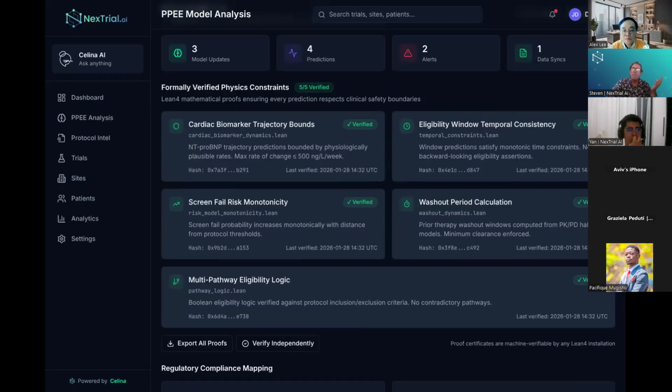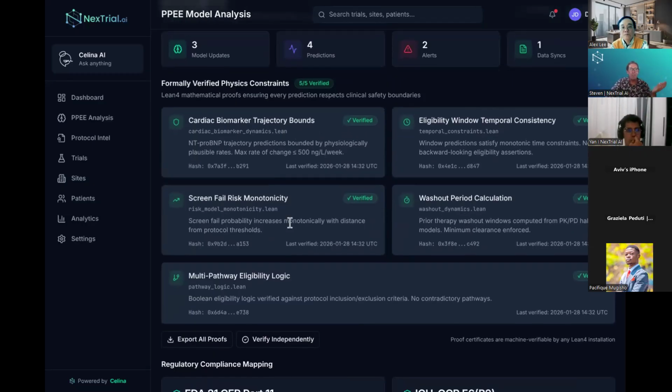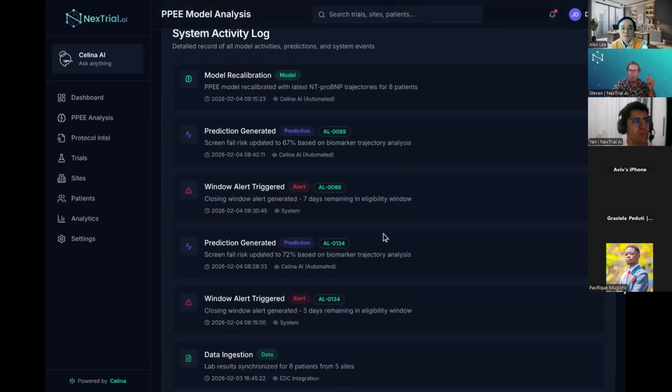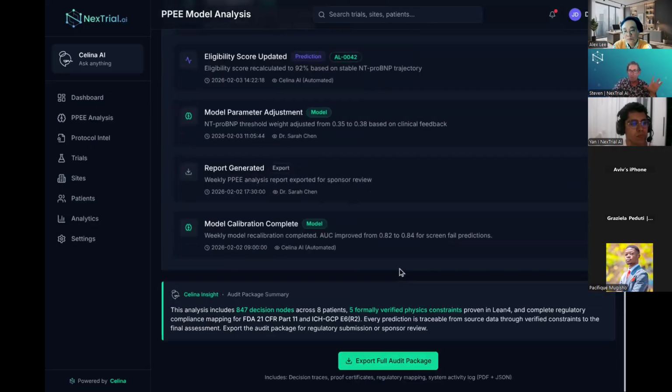So what does that mean in practice? It means that when an auditor from the FDA, EMA, or similar asks, how did you reach this decision, and how do you know it didn't violate safety constraints? We hand them the proof certificate, which any computer science student can identify and verify. Not a SHAP plot, not a feature importance ranking, but a mathematical proof. These are all exportable as a full package at any time.